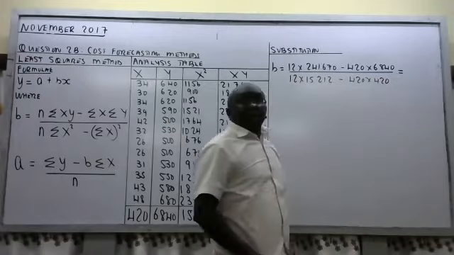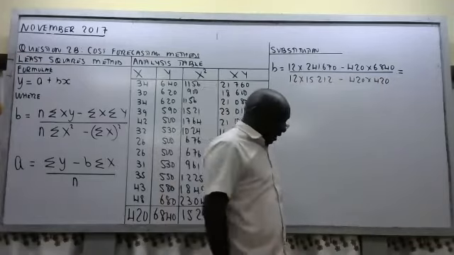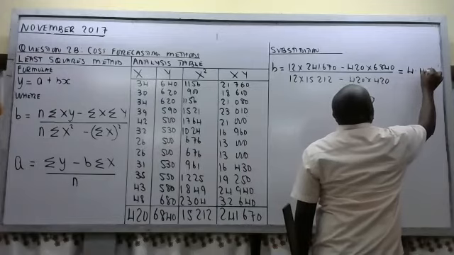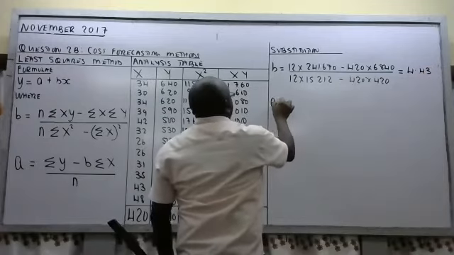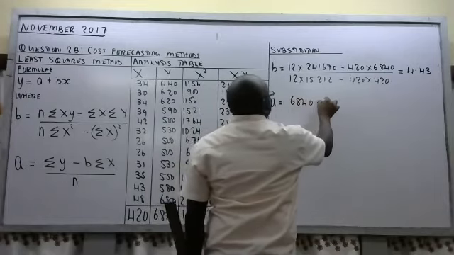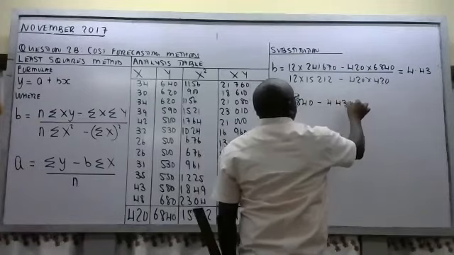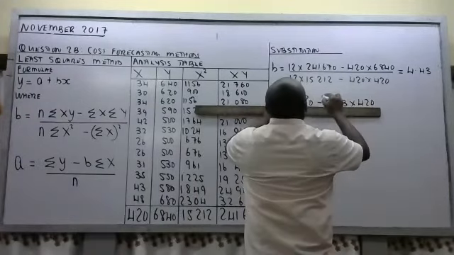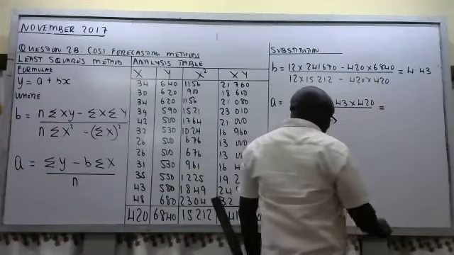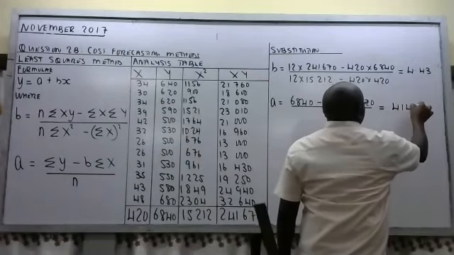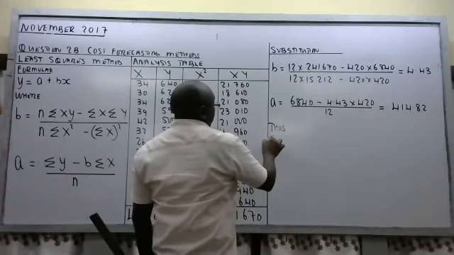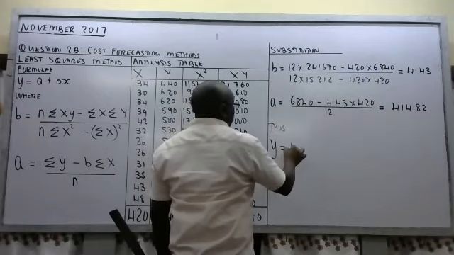I can see some of us already have the answer. B, you got what? 2 decimals. 4.43. And then a will be sum of y, which is 6,840 minus 4.43 times sum of x. You divide all this by 12. Give me the answer for a. 414.82.